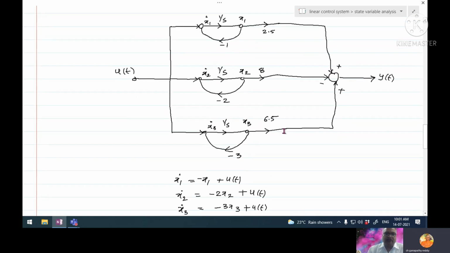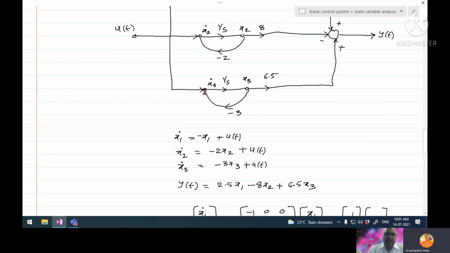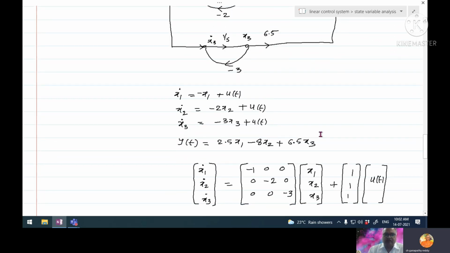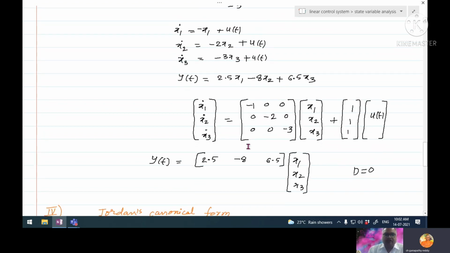Then again, looking at the signal flow graph, x1 dot is nothing but minus x1 plus u of t. x2 dot is nothing but minus 2x2 plus u of t. x3 dot is nothing but minus 3x3 plus u of t. Then what is the output? Y of t is x1 into 2.5, x2 into minus 8, x3 into 6.5. Now again these equations convert into state equation form.